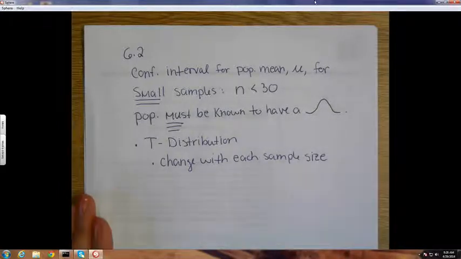So our first example is going to be to read the t-table. Like, to get z-scores, we had invNorm on our calculator. The older calculators like mine do not have the t-scores built in. The newer operating systems do, and I can't remember how to get to it, so I'm going to show you how to read the table.